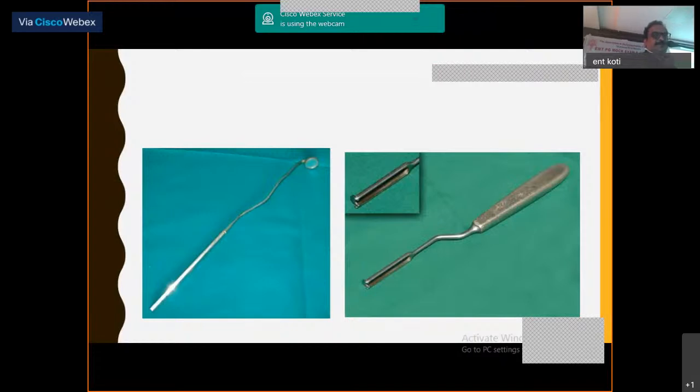Ballenger's swivel knife. Where is it used nowadays? Submucosal resection. Nowadays most of you are doing septoplasty. If there is an indication for submucosal resection, what is it? Anybody? Posterior septal deviation. Okay. So Ballenger's swivel knife. Swivel, because it rotates. If you see here, there is a knife which rotates 360 degrees.